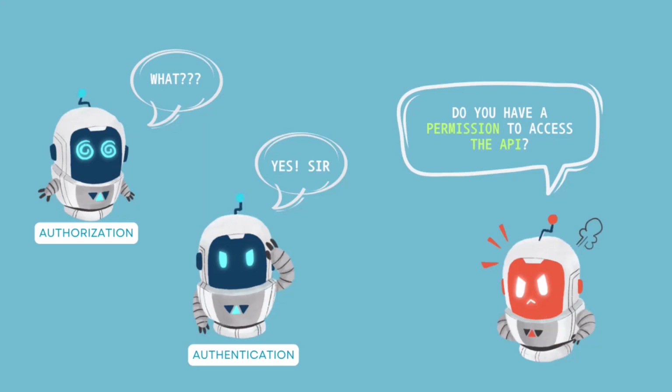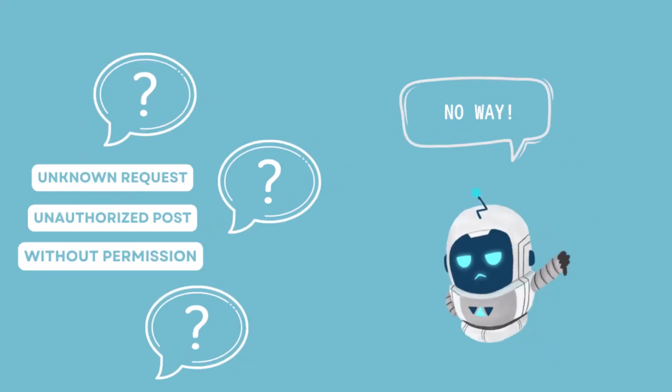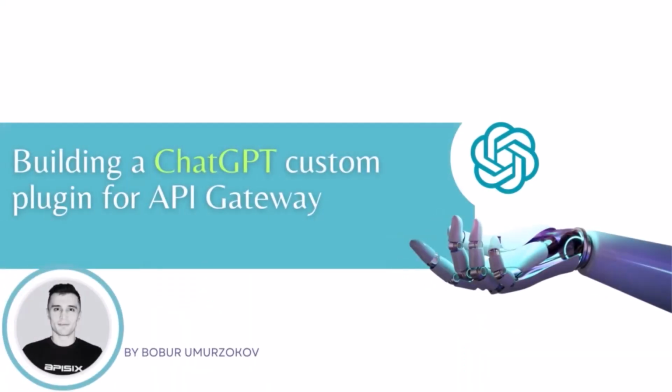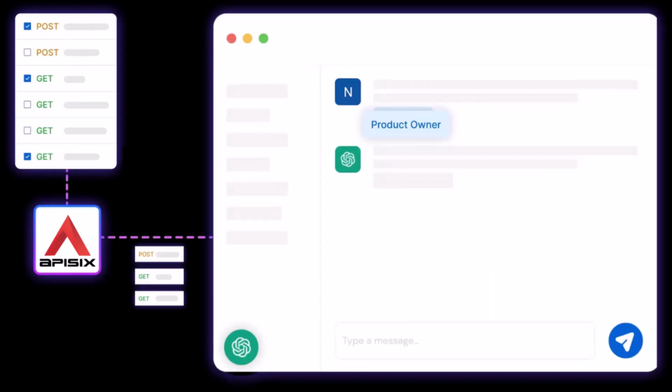In the meantime, API6 can be the gateway between ChatGPT and backend services by providing features such as authentication, rate limiting, and request/response transformations. In this video, you will learn how to develop and use the ChatGPT plugin for API gateway. This can be another approach to use the chatbot to configure the API gateway features.